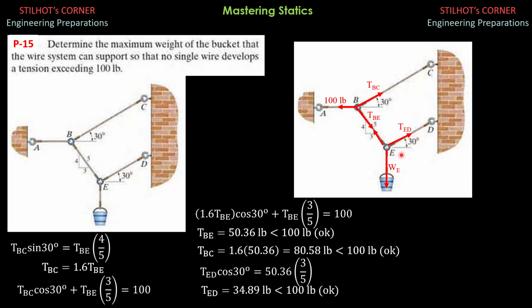Okay, then finally, summation of forces vertical equals 0 at E. So WE is the vertical component of tension ED and BE. So summation of forces in Y, tension BE 50.36 times 4 over 5, that's the vertical component, plus vertical component of tension ED, which is 34.89 sine of 30 degrees, and that is equal to WE. So WE is equal to 57.73 pounds.